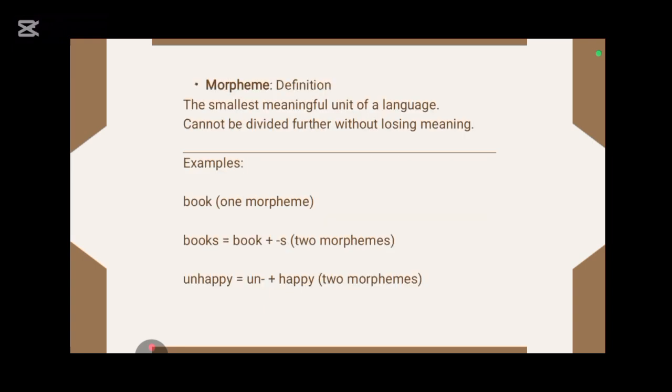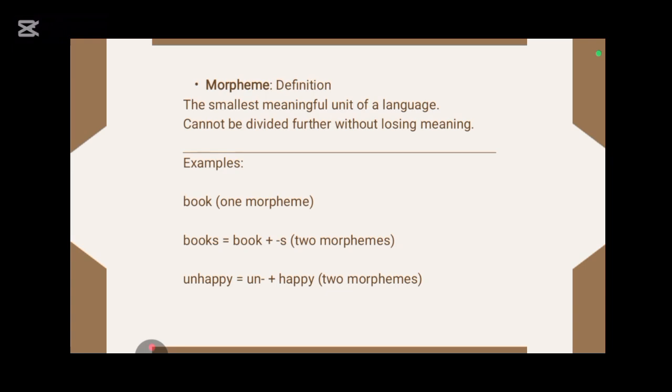And what is a morpheme? A morpheme is the smallest meaningful unit of language. It is smallest in the sense that it can't be further divided without losing meaning. Words like book, books, and unhappy contain different morphemes. The word book contains one morpheme, books contains two morphemes, and unhappy contains two morphemes. So different words contain different morphemes.